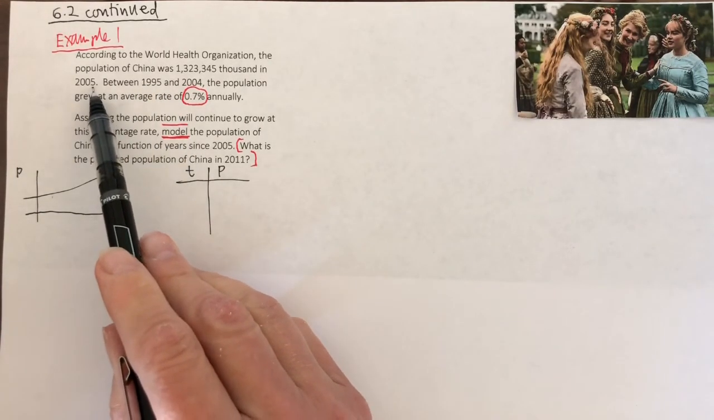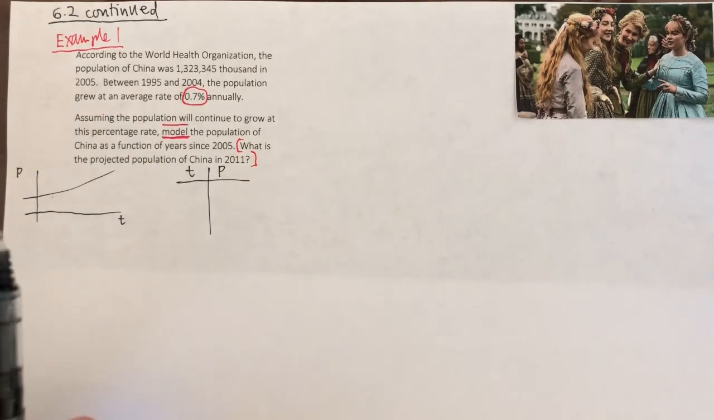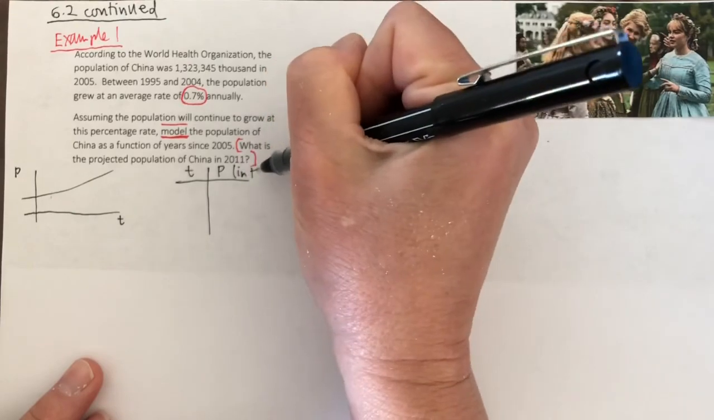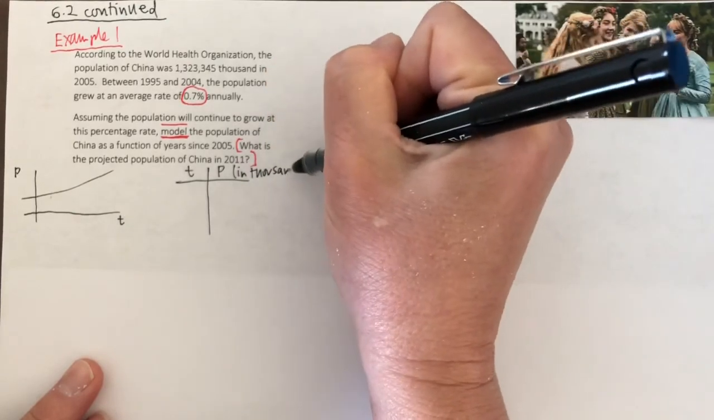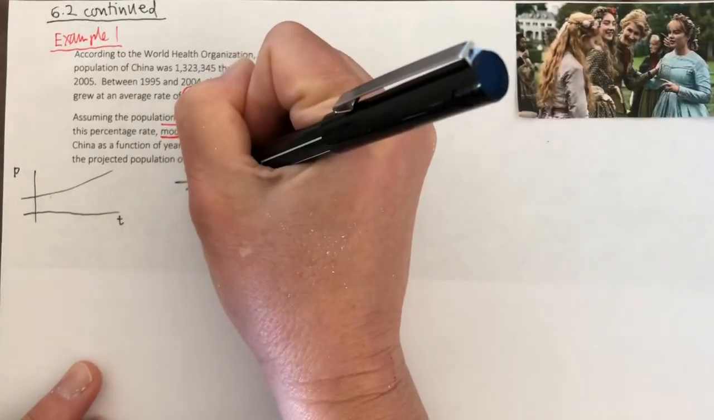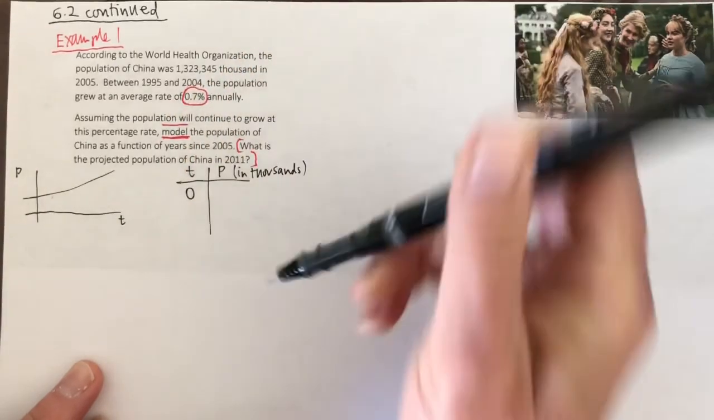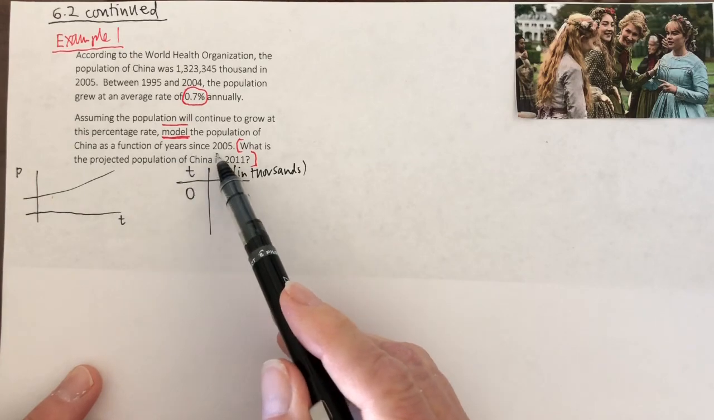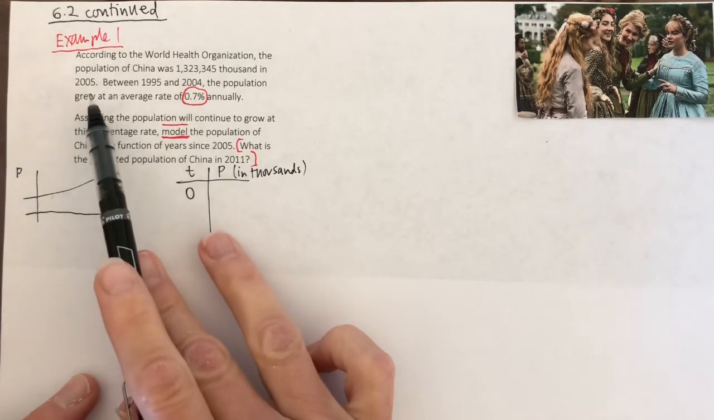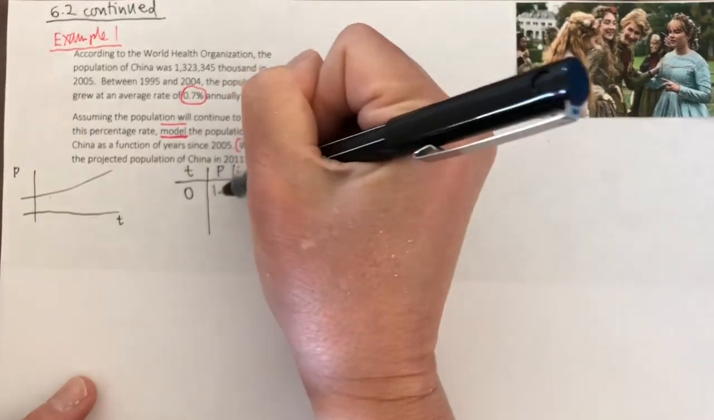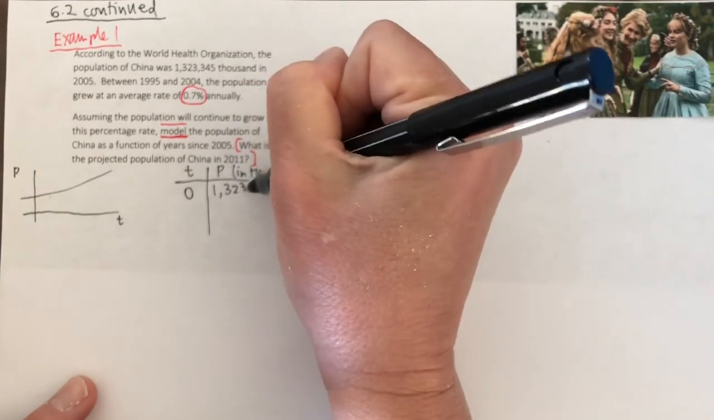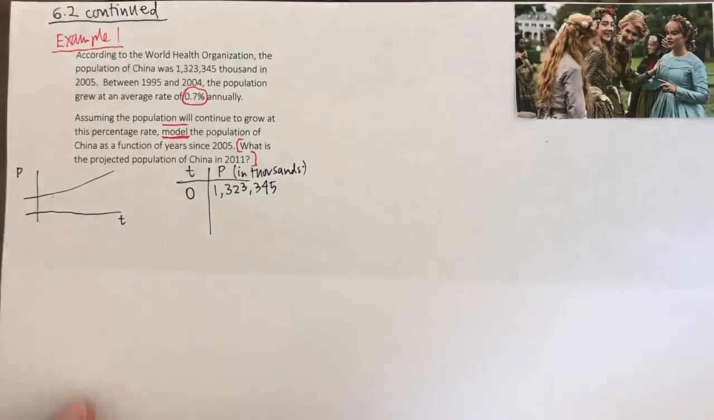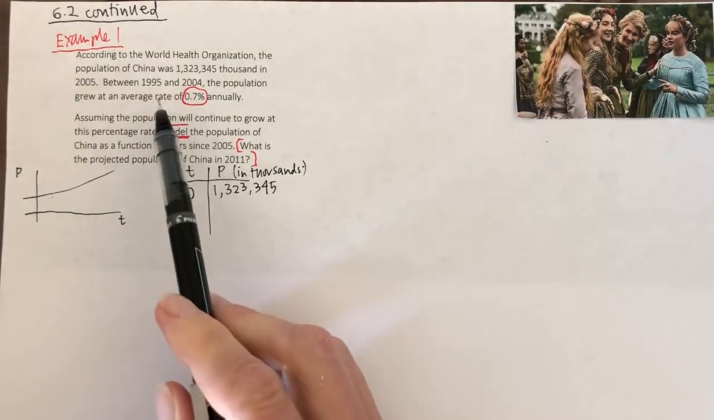Okay, in 2005, this was the population. So population is going to be in thousands. So in 2005, that's when it's year 0, because they want us to use the function as years since 2005. In year 0, this was the population: 1,323,345,000. And that's all the data they've given us.